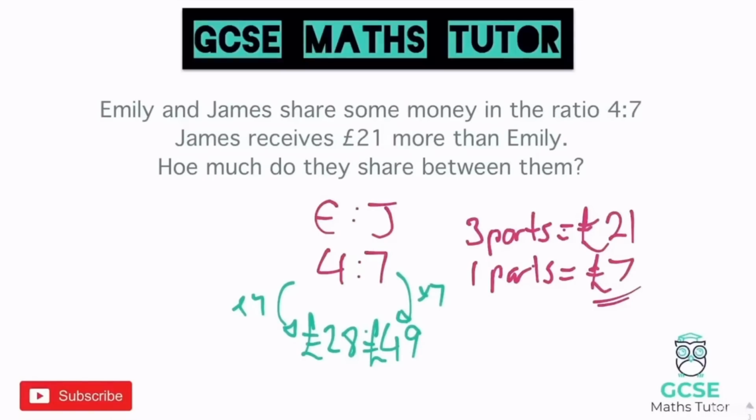It says how much do they share between them. So if we can add these together, it gives us the total amount. So 49 plus 28 gives us 7 and 7, so £77. There we go. So they share £77 between them.